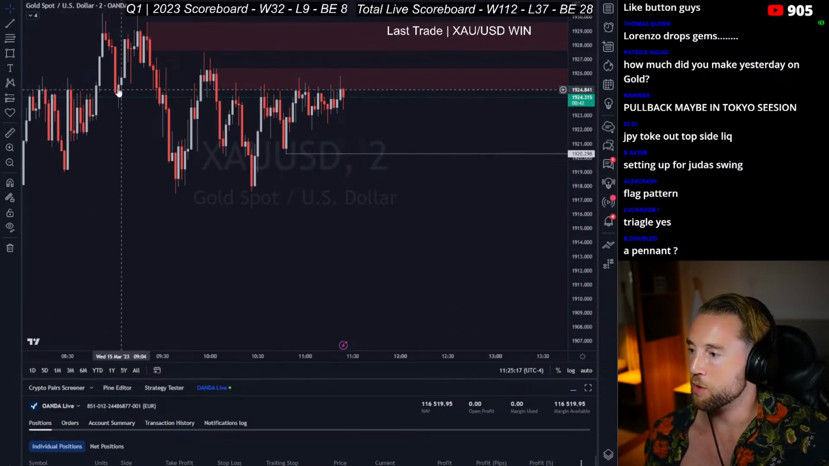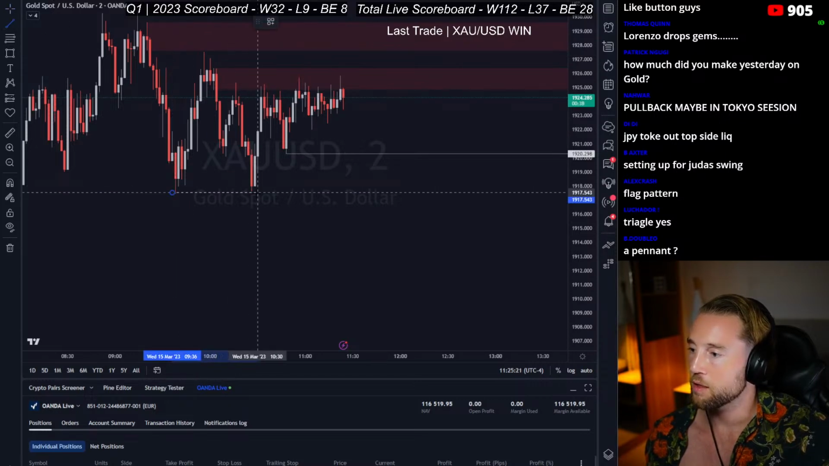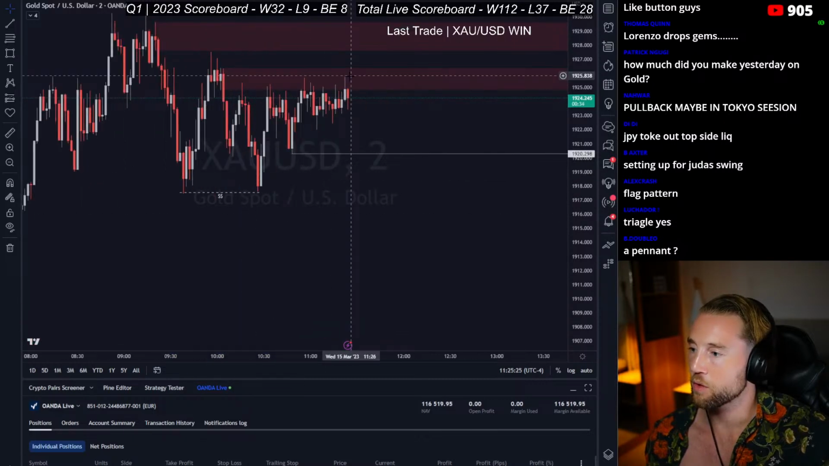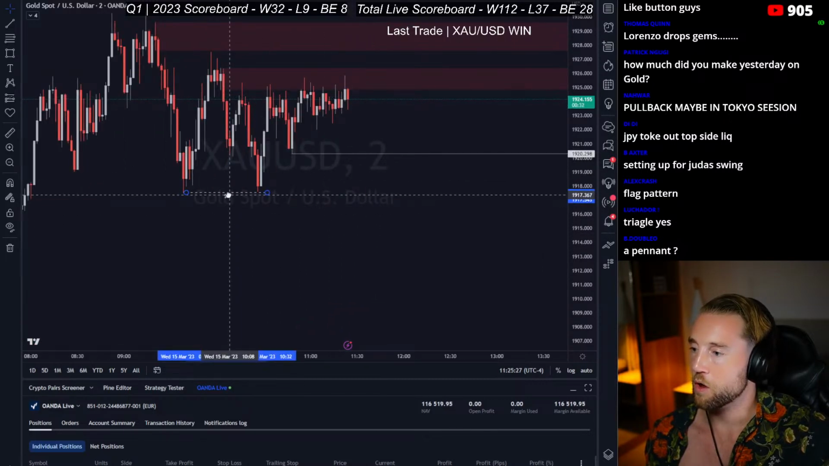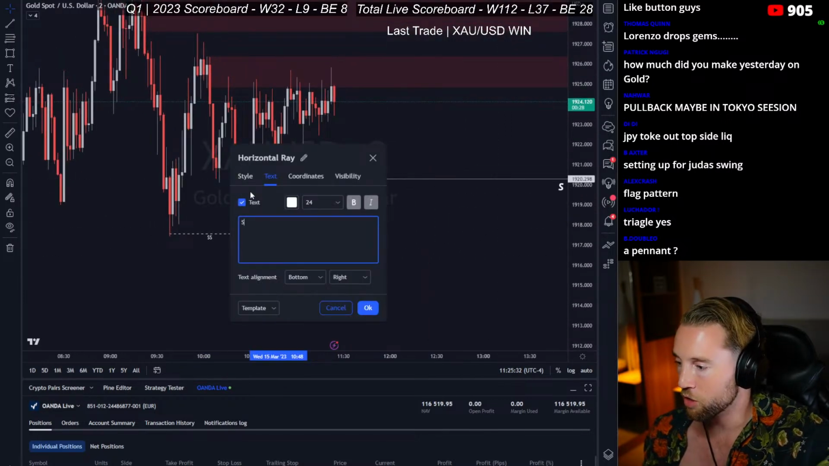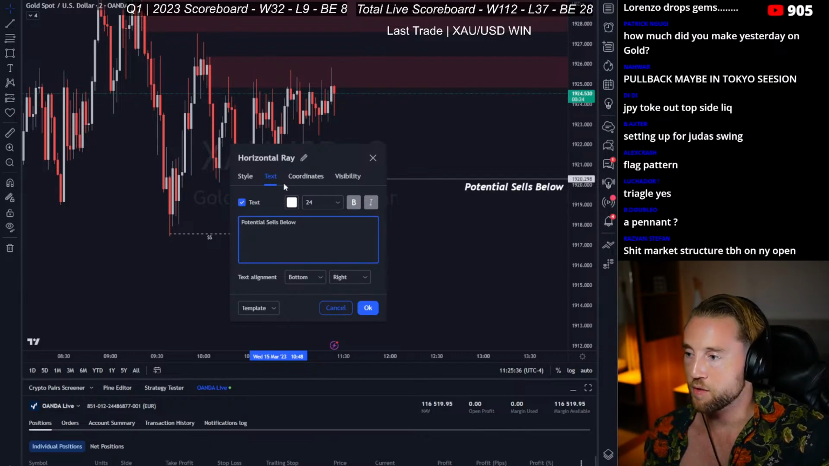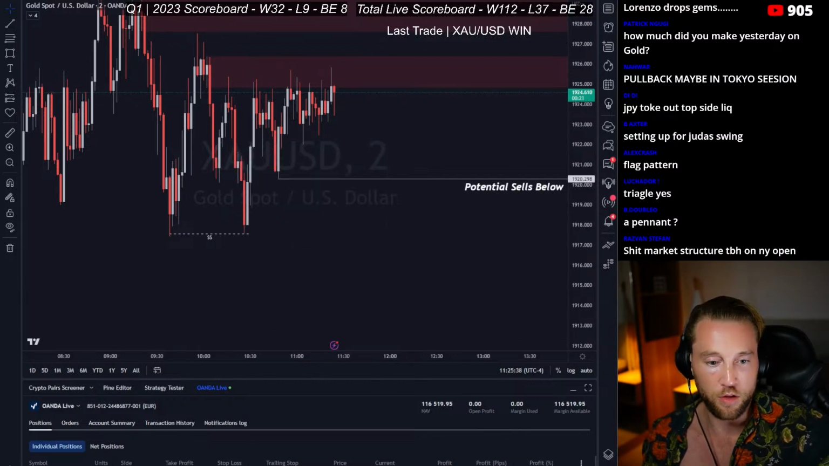This particular low is the most interesting low, and the reason why we picked this low is because of the equal highs that were built here, equal lows that are underneath. So because of that, there is some more potential. That's why I'm saying potential sells below. If the dollar breaks a high, that's the only reason why here.